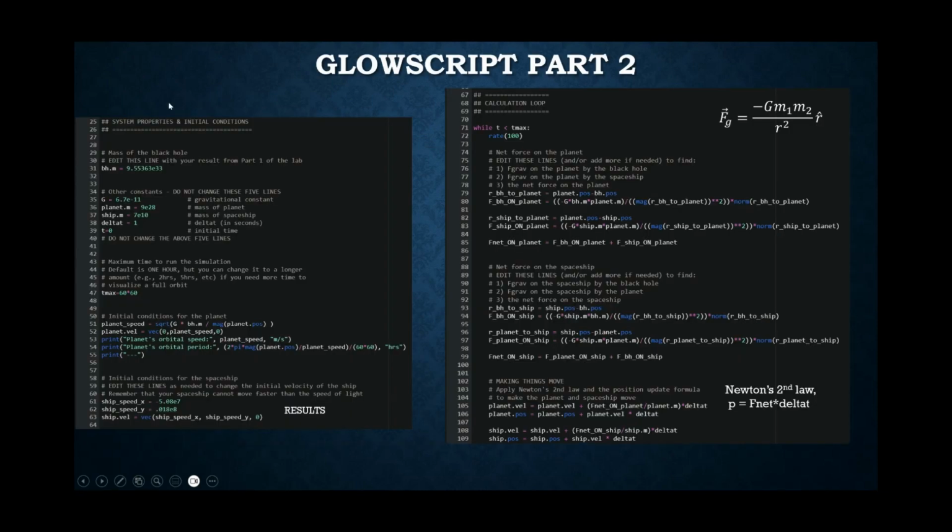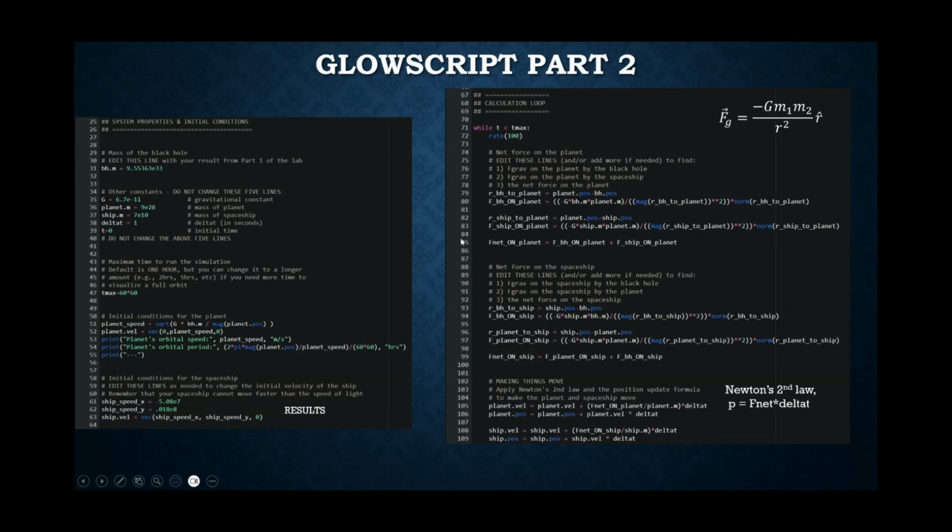So for part 2, we have our code. We have our initial conditions set up here with our black hole mass from part 1, same gravitational constant, same planet mass. We now have a ship, which is 70 times 10 to some power in mass. And for our time, we have our T max, which is just 1 hour down here. And here are our results we found by plugging in different random values and just trying to see what worked in the simulation.